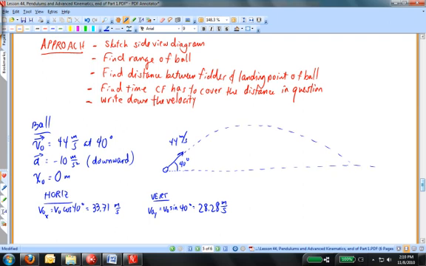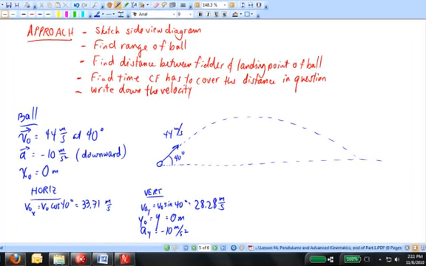If we say that the ball leaves from the same level that it returns, then the y and y naught for the ball are both going to be 0. Vertically, the ball is in free fall motion, so it has an acceleration of negative 10 meters per second squared. I can use the second equation of motion, y is y naught plus v naught y t plus 1/2 a y t squared, and solve for t. Once I've got that t, I can put it into the horizontal equation to figure out where the ball is going to be horizontally from where it was released.